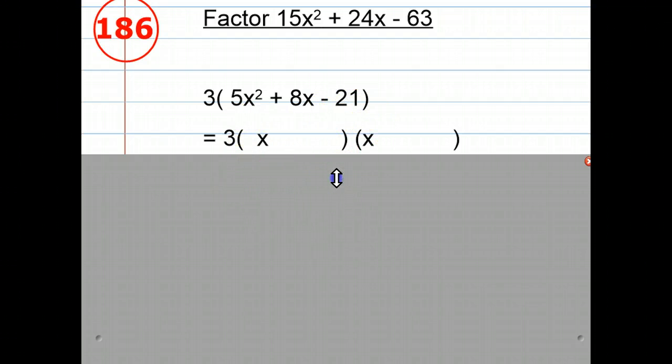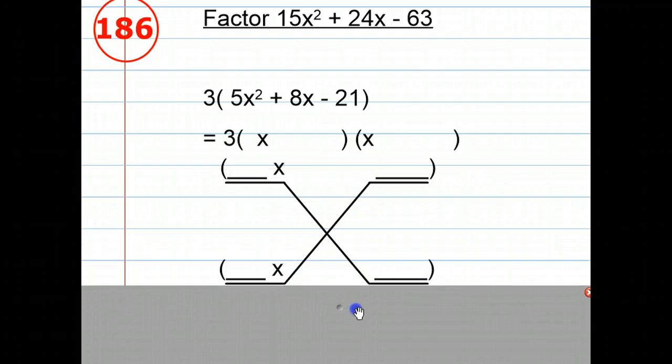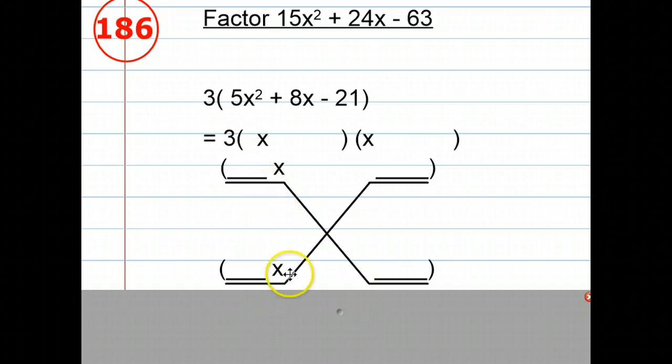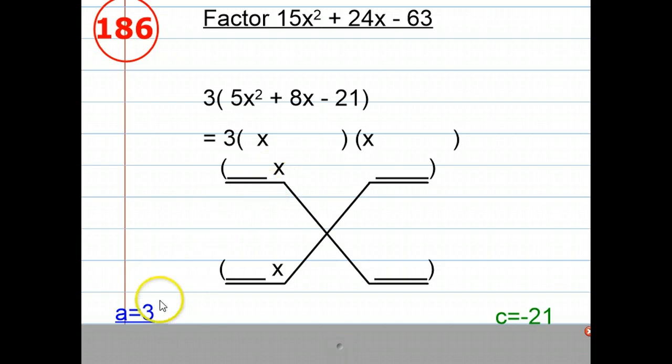And so we go to our big X method, as you can see here, trying to figure out what to put in these spaces so that we can end up with 5x squared plus 8x minus 21. So our A is, oops, it's not 3. Sorry, our A is 5, and our C is negative 21.